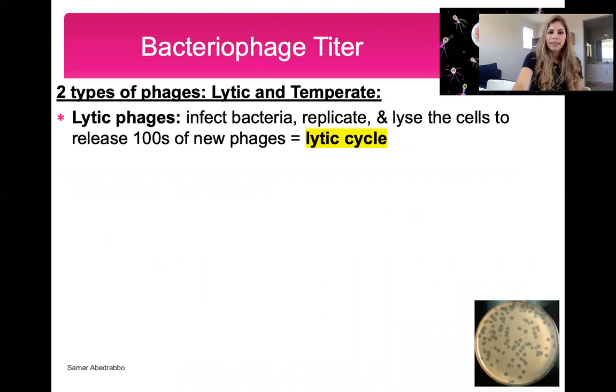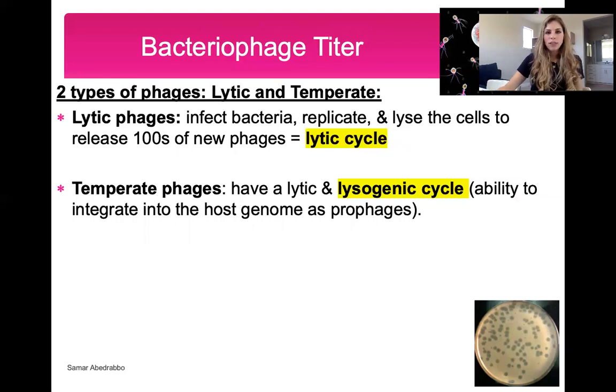With phages or bacterial viruses, there are two different types: lytic phages and temperate phages. Lytic phages or lytic viruses cause bacteria to lyse or die. Lytic phages infect the bacterial cell, they replicate, and then they cause the cell to lyse. We call that the lytic cycle. We call them lytic phages because they cause the cell to lyse, releasing hundreds of phages. When one phage goes on to infect bacteria, it uses that bacterial cell to make a ton of copies of itself, and then it causes that bacterial cell to lyse, and all those phages are released to go on and infect new bacteria.